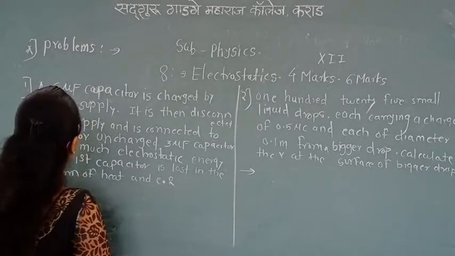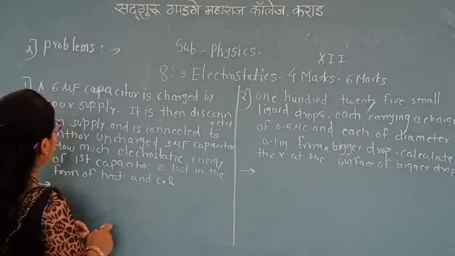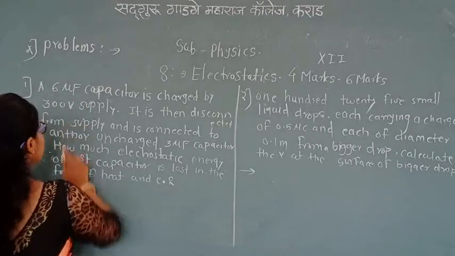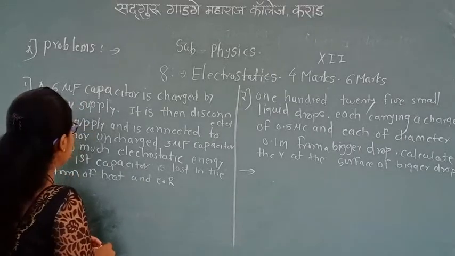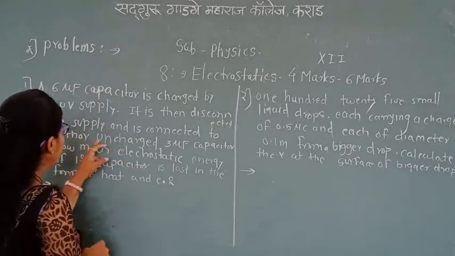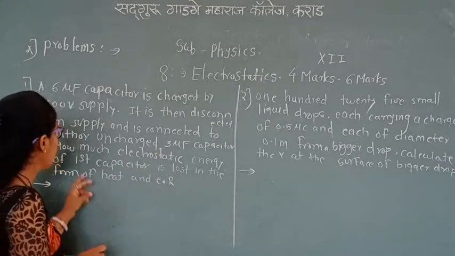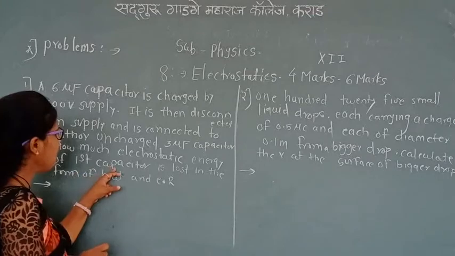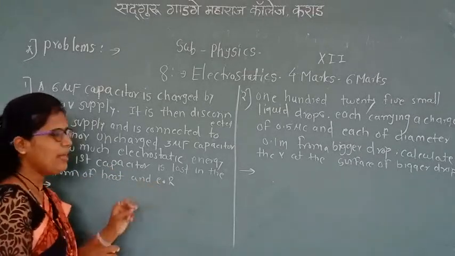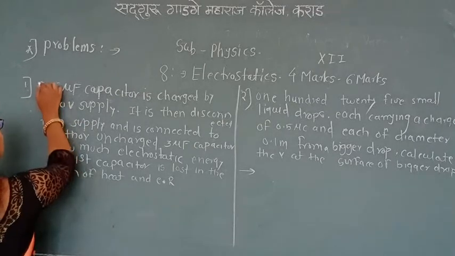First of all, we have to read this example. Here a 6 microfarad capacitor is charged by a 300 volt supply. It is then disconnected from the supply and is connected to another uncharged 3 microfarad capacitor. How much electrostatic energy of the first capacitor is lost in the form of heat and electromagnetic radiation? Now first of all, we have to solve this example.